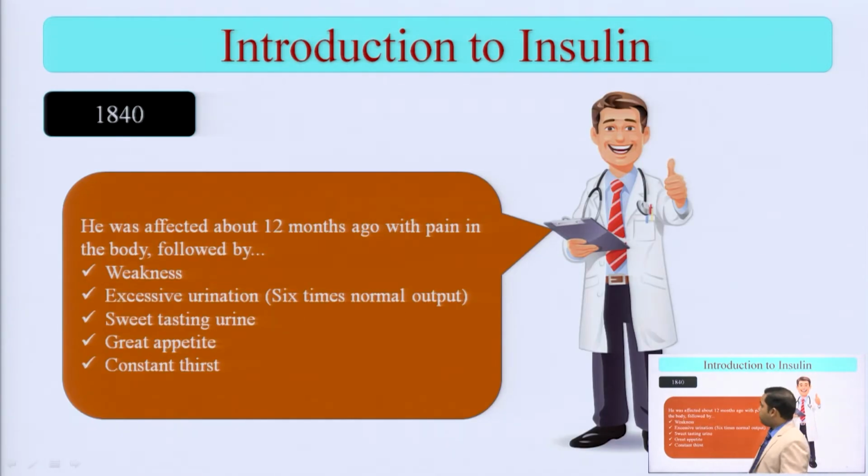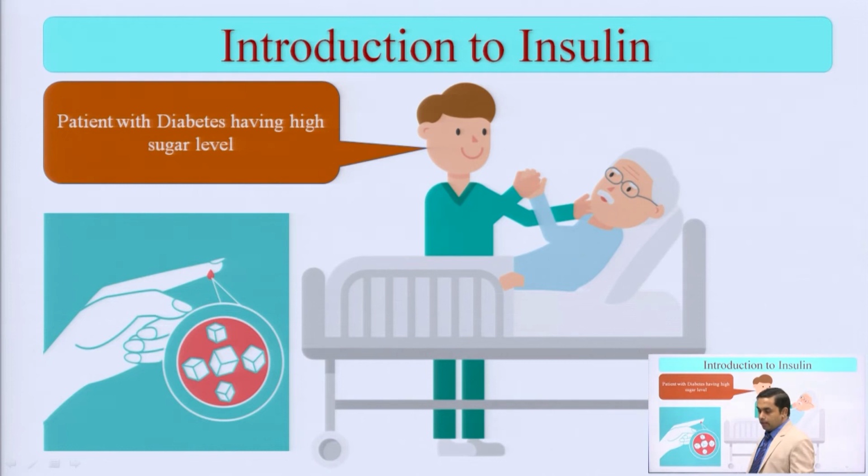And then in 1840, a great scientist, one doctor, came out with a few observations. He said that his patient was affected about 12 months ago with a pain in the body, followed by weakness, excessive urination, 6 times normal output, sweet thirsting urine, great appetite and constant thirst. So, the symptoms were very clear in those times. And when they diagnosed the patient, they found the patient with diabetes having a high sugar level.